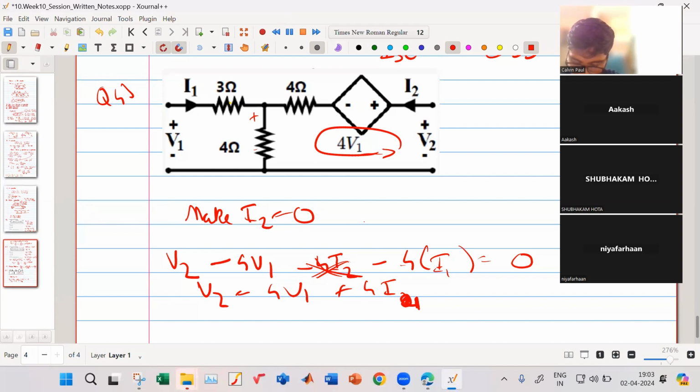Sorry, but why is it plus 4 I1 here? I don't know. So over here, yeah, in the second step. So no, it is V2 minus 4 I1, right? So your V2, when it goes to the right hand side, becomes 4V1 plus 4I1, right?